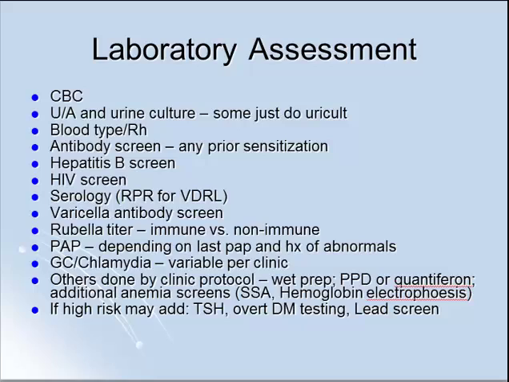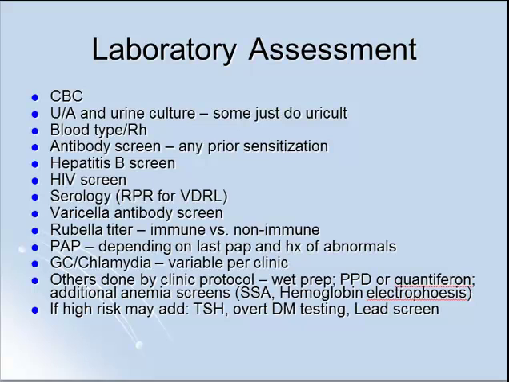So here are the list of laboratory assessments. You can read through those. I won't read them for you. But when you get down to the bottom, others done by clinic protocol. Some clinics do a wet prep on every patient to check for pre-existing infections. We do that at our clinic. We find that it's very important to do that.